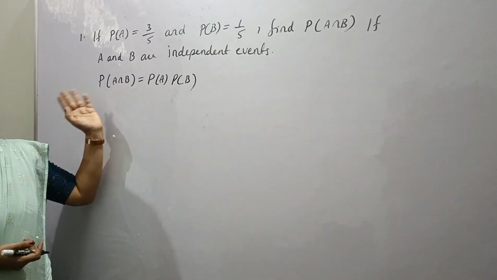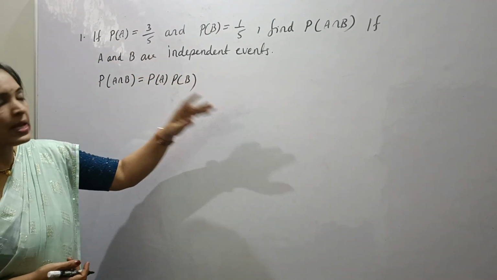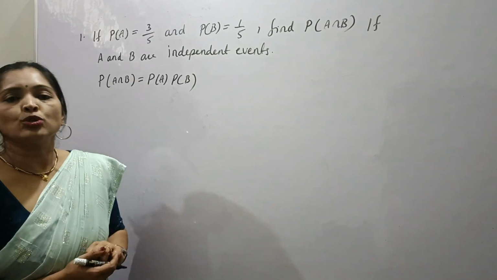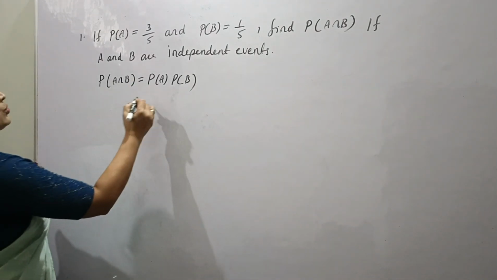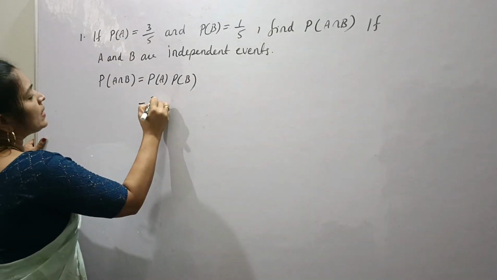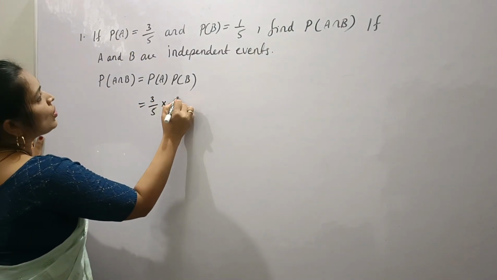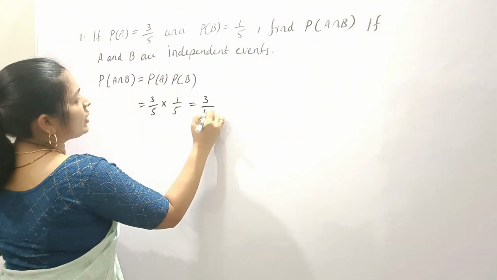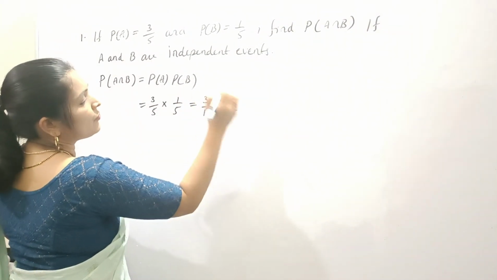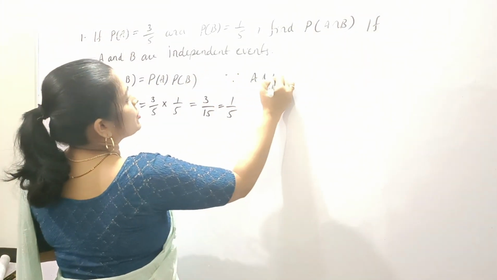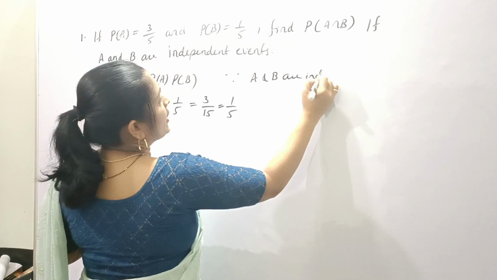Okay, it is given. Since A and B are independent events, then probability of A intersection B is equal to probability of A into probability of B. Substitute the values of probability of A and probability of B. That is 3 by 5 into 1 by 5, that is equal to 3 by 15. That is 1 by 5. Since A and B are independent events.